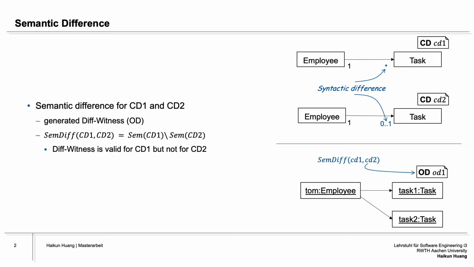As you can see in the example on the right side, we have two class diagrams, CD1 and CD2. We can find that the right cardinality in CD1 is star, which is different from the cardinality 0 to 1 in CD2. Then let's look at the object diagram OD1 at the bottom. That is an instance Tom for class employee and two instances task1 and task2 for class task. In addition, Tom has two links to task1 and task2. As a result, you can see the current OD is only valid for CD1, not for CD2.